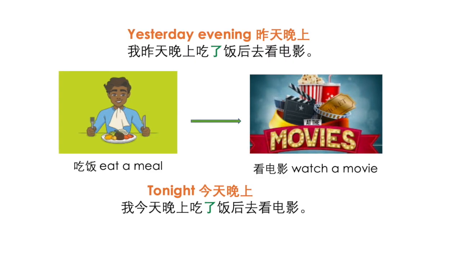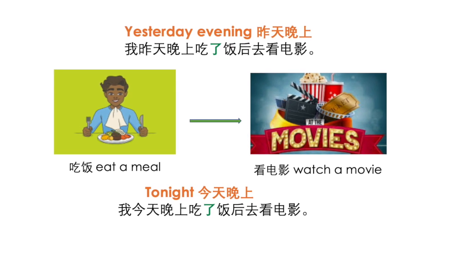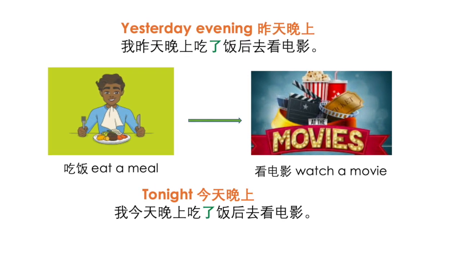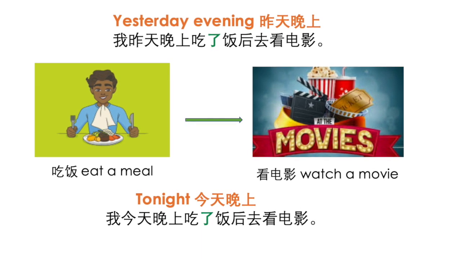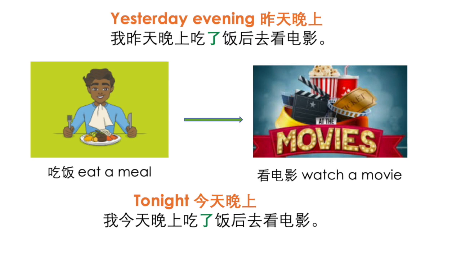Watching a movie can only occur after eating a meal. This can be for past activities or talking about future plan. In both cases, we can use le to help deliver the message. Now let's learn how to say 2 time phrases in Chinese. Yesterday evening. 昨天晚上. Tonight. 今天晚上.